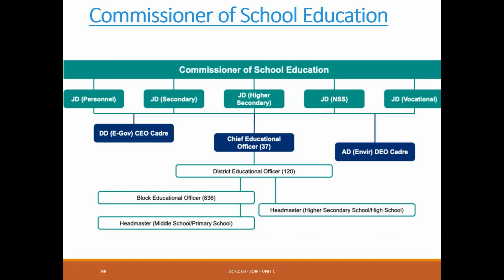From the JDs we have 5 JDs for personnel, secondary, higher secondary, NSS and vocational. After that, from the higher secondary we have CEOs. CEOs are in charge of the district. Then we have the DEO, district education officer. From that we have two categories, one for higher secondary school and another for middle school, that is elementary education. From elementary education we have block education officers, that is BEOs. Under the BEOs we have headmasters of middle schools and primary schools. After that, high school and higher secondary school HMs are directly coordinated and inspected by the DEOs.